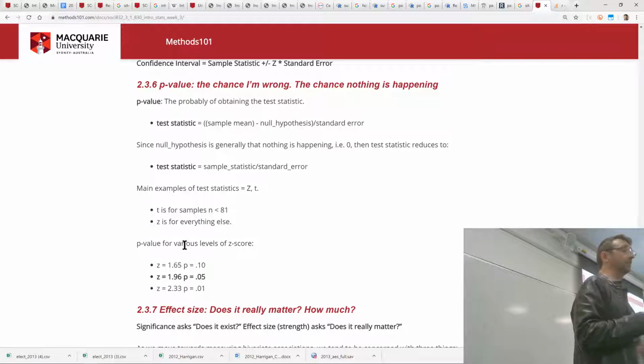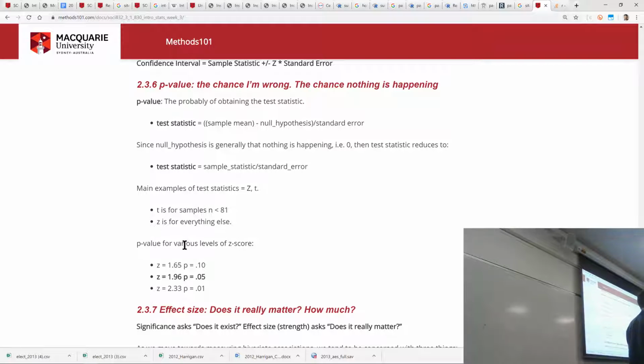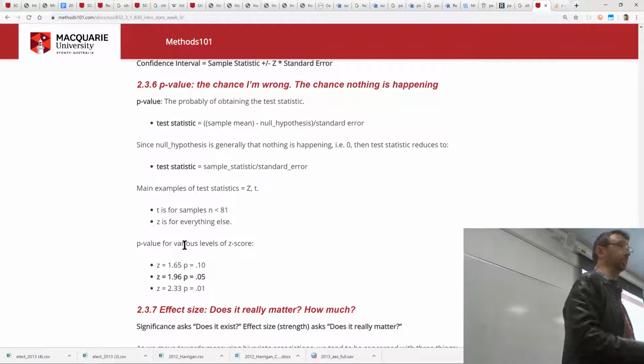People like to say the p-value is the probability you're wrong. The p-value is the probability the null hypothesis is correct. That's what the p-value is, right? So we want a really small p-value. Why? Because we want a really small chance that the null hypothesis is correct.